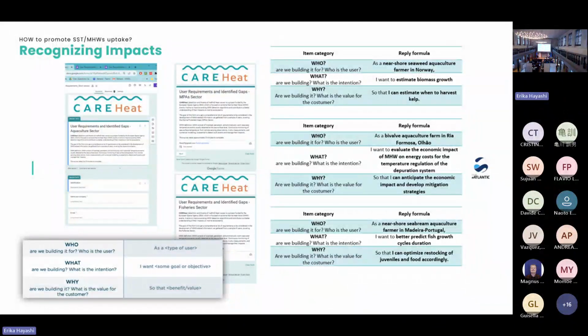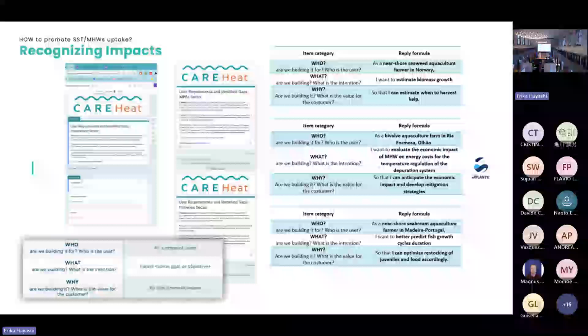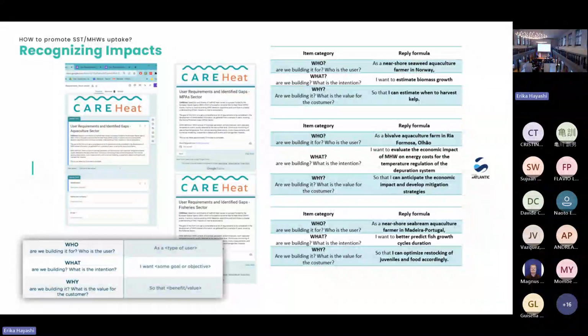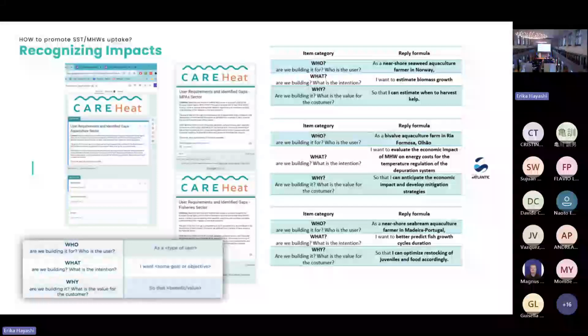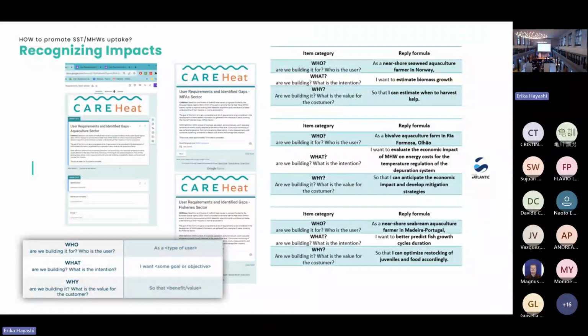So this is what they want to detect. They are interested in sea surface temperature and marine heat waves because they want to anticipate the growth of this biofouling, to make sure that they can collect the kelp sooner rather than later and keep it as something that is profitable. On the other side, a bivalve aquaculture farm in Rio Formosa in Portugal wants to evaluate the economic impact of marine heat waves on the energy costs for the temperature regulation of the depuration system.